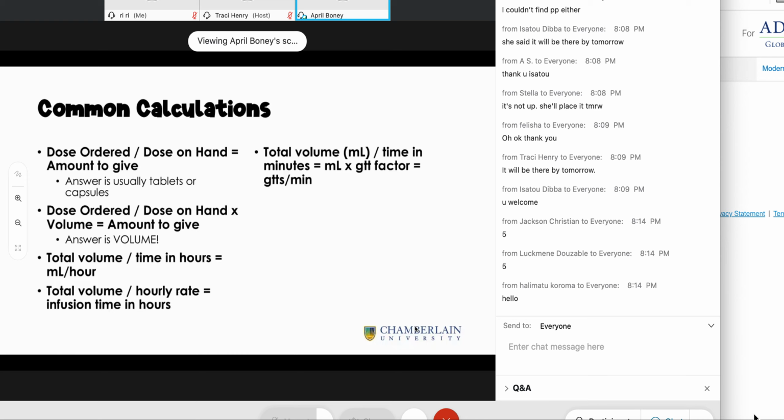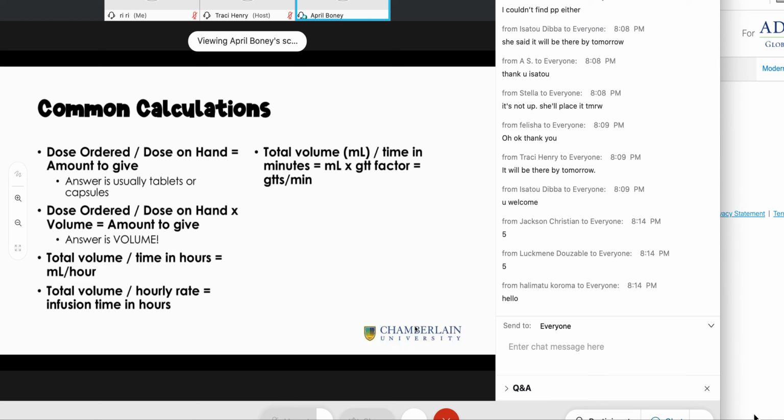Dose ordered divided by dose on hand times volume. So now we have a prescription divided by what's available, but what's available is a volume. So your concentration is something like 125 milligrams in every 5 milliliters. So now your answer can only be volume. You have an order and you have a concentration, but your concentration is a liquid. Therefore, the way you administer it has to be liquid. You don't have capsules or tablets, you have liquid. So maybe you're giving it IV, or maybe IM, or maybe orally, but it's a liquid regardless.